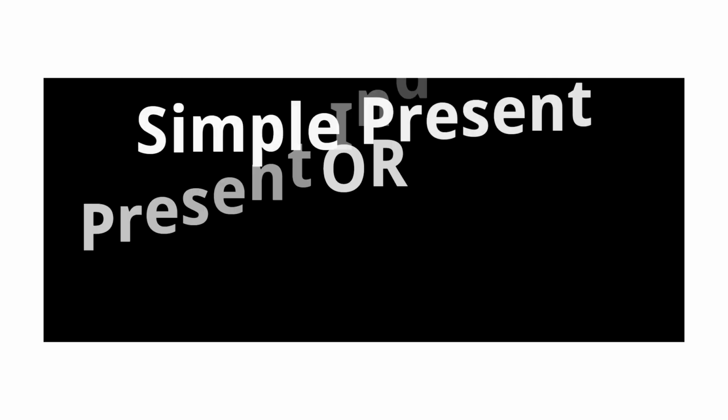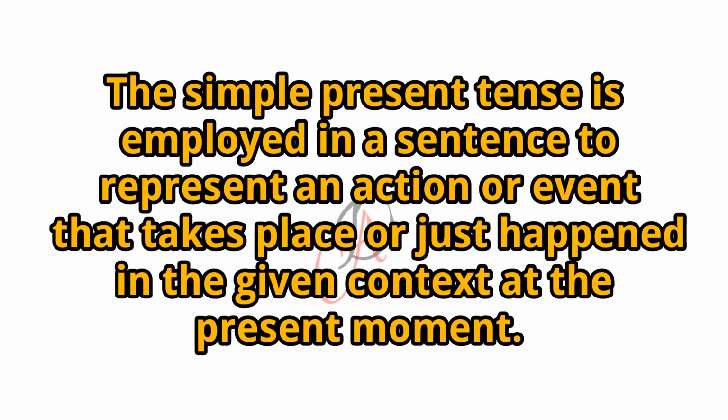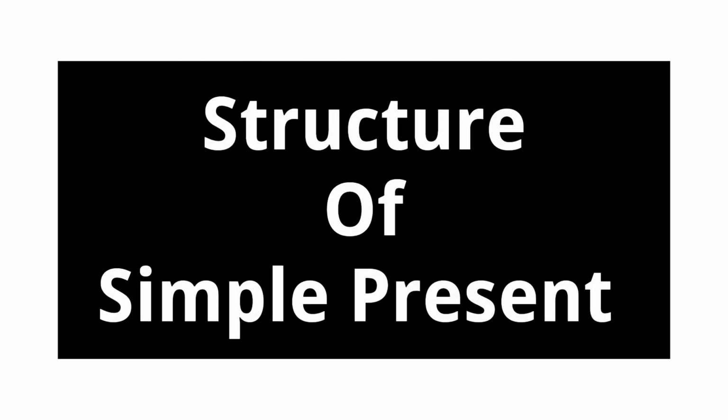The simple present tense, also known as present indefinite tense, is one of the four subtenses of present tense. The simple present tense is employed in a sentence to represent an action or event that takes place or just happened in the given context at the present moment. Okay, guys, now you understood what simple present tense is and its definition. So, now let's understand the structure of the simple present tense.